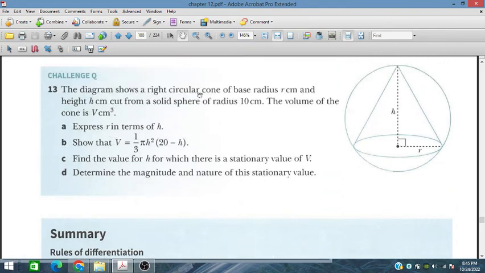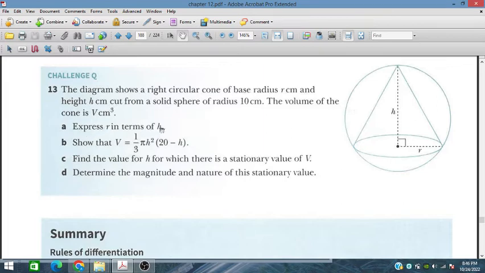The diagram shows a right circular cone of base radius r centimeter and height h centimeter, cut from a solid sphere of radius 10 centimeter. The volume of the cone is V cubic centimeter.